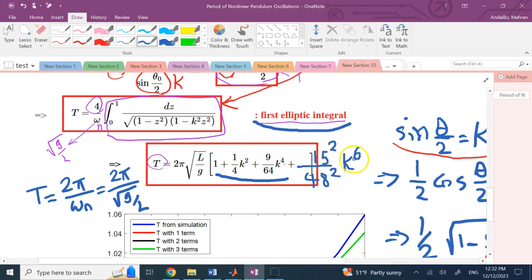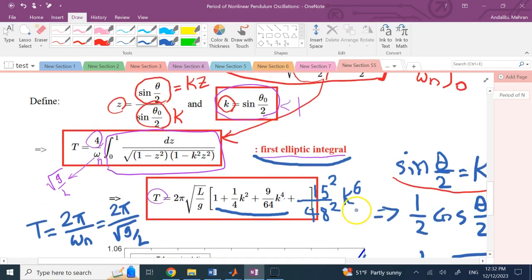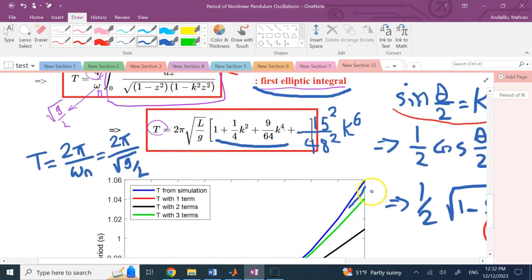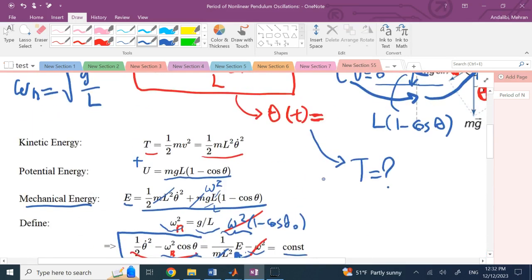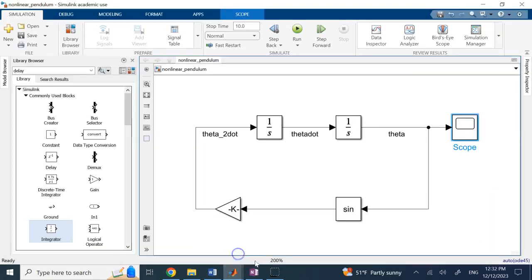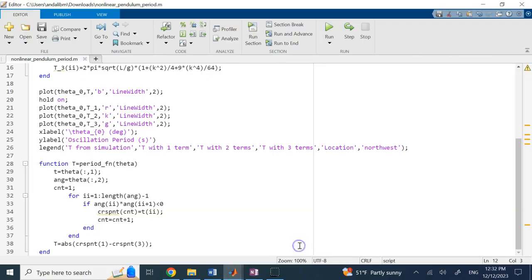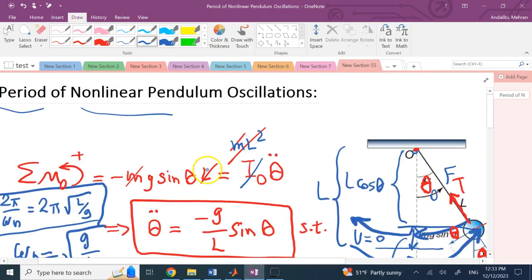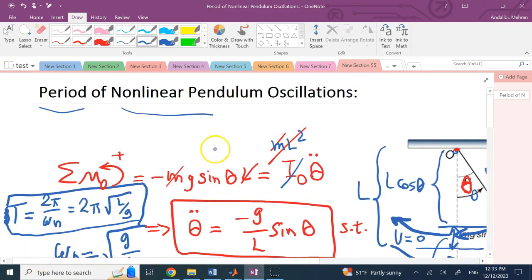Okay, so you can add that extra term here, and if I do that, it is going to be more accurate. It's probably going to follow something like this. It's never going to reach that blue one perfectly, but the more terms you use, the better it's going to be. So hopefully this video was useful to you, and I'm going to share the Simulink file and this MATLAB code for you, so you can use them and learn more about the nonlinear pendulum and the period of oscillations of that.